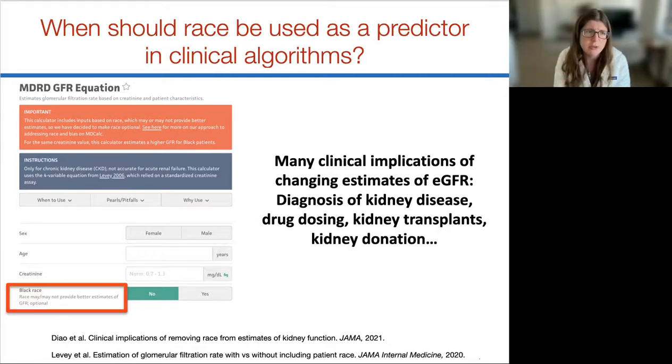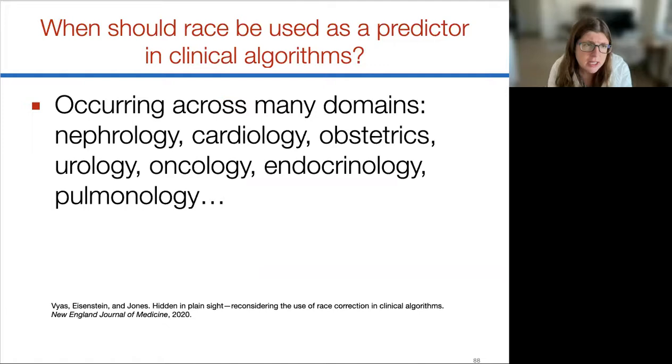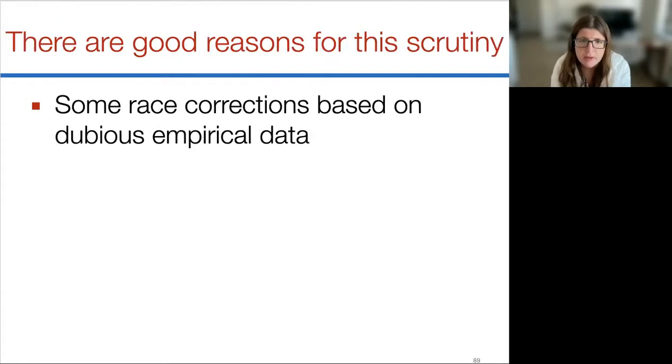So this is an example of a setting where this is actually being done. EGFR is maybe the most widely known example, but this happens in a bunch of other cases as well. And this paper I've cited at bottom provides a laundry list of cases where this has come up. And so, there are good reasons that the use of race in medicine is being heavily scrutinized.